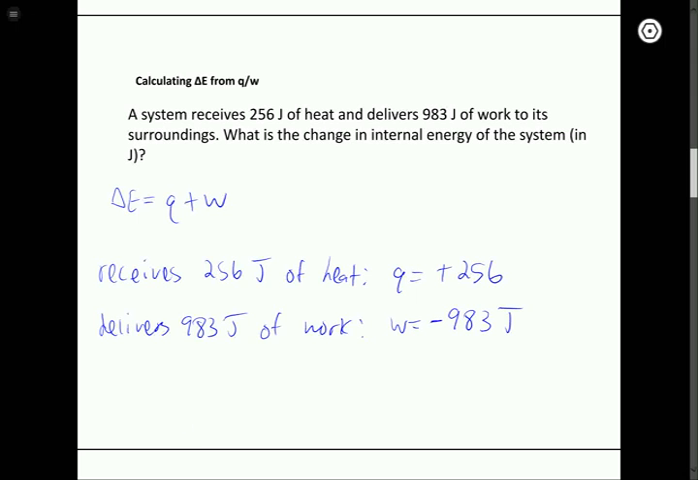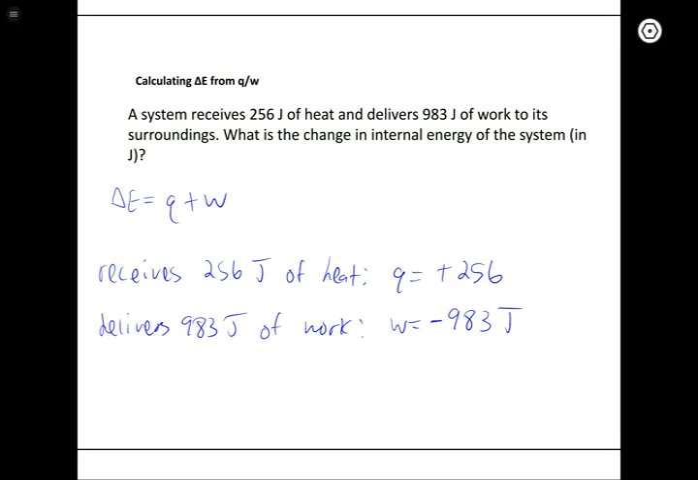So we have to be aware of the different terminology that is used in describing heat and work in a word context. So if we're receiving heat or work, or the system has work done on it or heat given to it, those are all positive. If the system releases heat or loses heat or does work or delivers work, if it's flowing out, then those are going to be negative numbers.